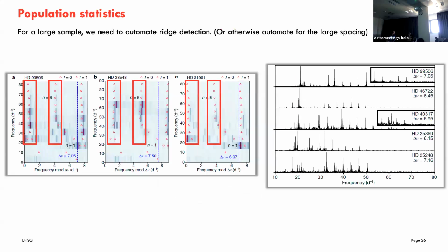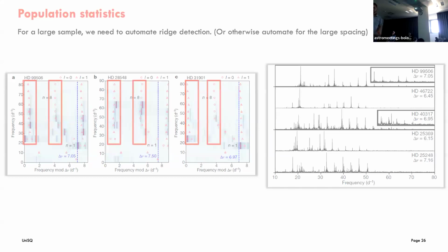If we want to do population statistics, we need a large sample. For a large sample, we need to somehow automate the ridge detection with échelle diagrams, or in other words, automate a method for measuring delta nu for all of these stars. Now, in the Nature paper, we just used autocorrelation. The autocorrelation of the Fourier transform tells you what that spacing is, and that's fine. It's proven, it's simple, it's robust, but can we do better?